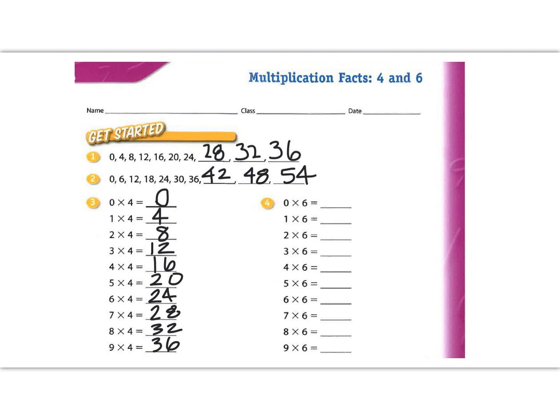And then for 6s, again, 0 times anything is 0. So 0 times 6 is 0. 1 times anything is itself. So 1 times 6 is 6. 2 times 6 is 12. 3 times 6 is 18. 4 times 6 is 24. 5 times 6 is 30. 6 times 6 is 36. 7 times 6 is 42. 8 times 6 is 48. And 9 times 6 is 54.